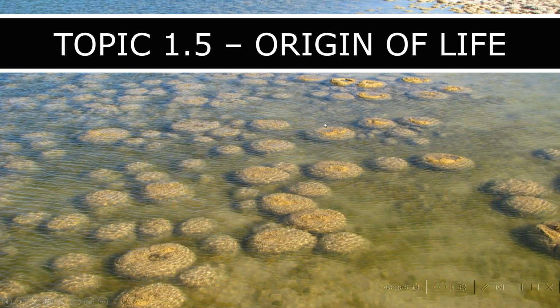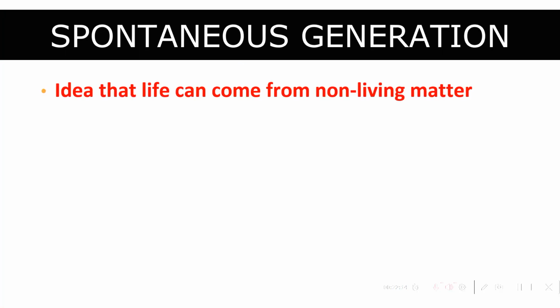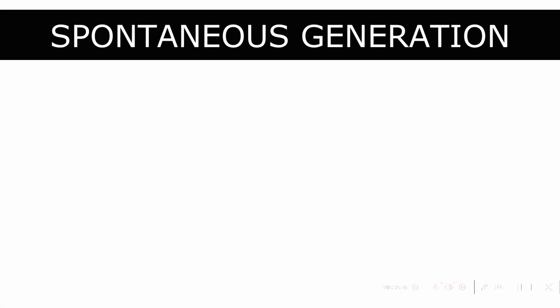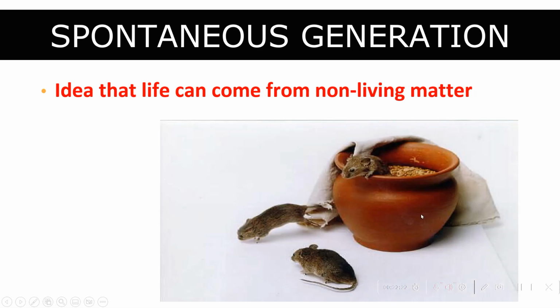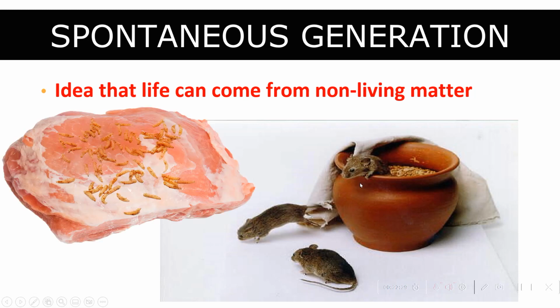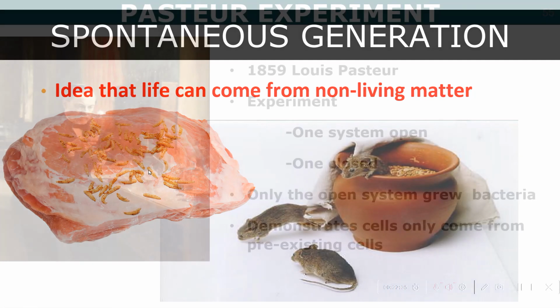So 1.5 is about the origin of life. Cell theory says all cells come from pre-existing cells, with really no comment on where that original cell came from. Originally there was this idea of spontaneous generation, that life can spring up from non-living matter. We talked about the recipe: if I want to make a mouse, I can put out some wheat in an old rag, and all of a sudden mice will appear. Or if I want to create maggots, I just leave out meat, and I can create life from nothing.